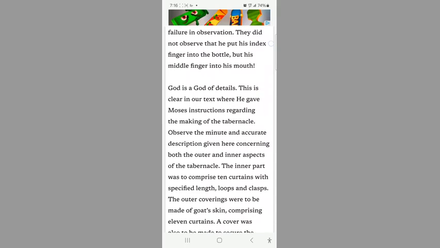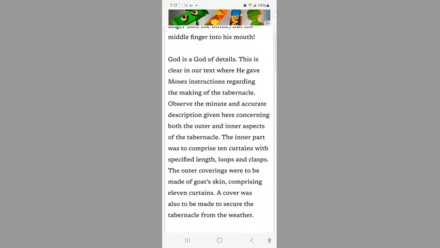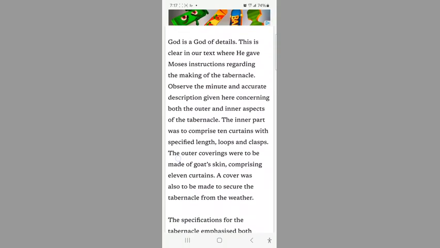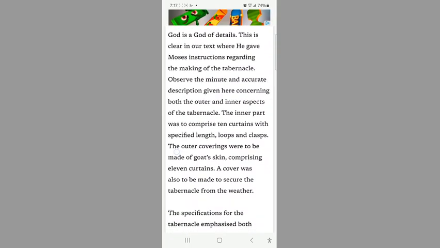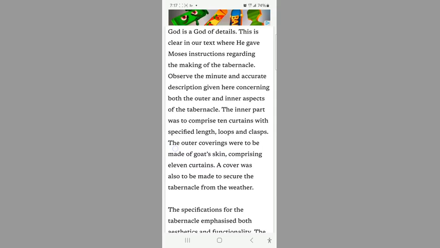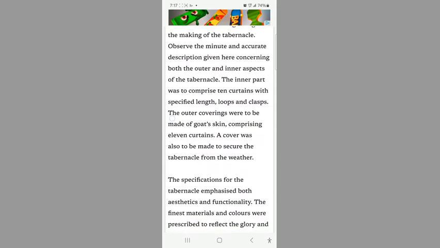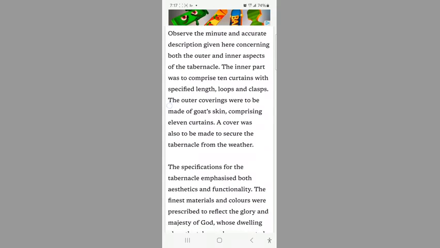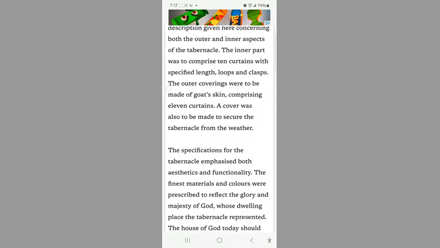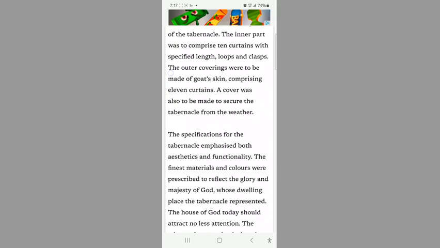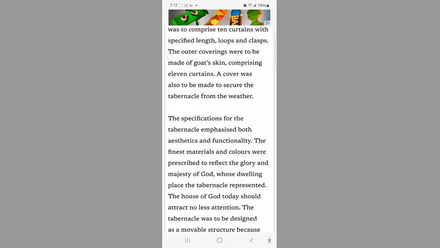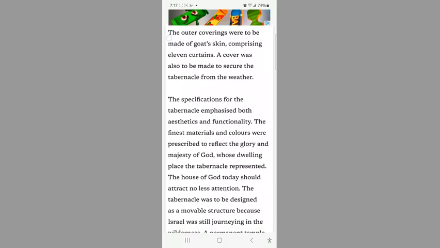They did not observe that he put his index finger into the bottle, but his middle finger into his mouth. God is a God of details. This is clear in our text where he gave Moses instructions regarding the making of the tabernacle. Observe the minute and accurate description given here concerning both the outer and inner aspects of the tabernacle. The inner part was to comprise 10 curtains with specified length, loops, and clasps. The outer coverings were to be made of goat skin, comprising 11 curtains.